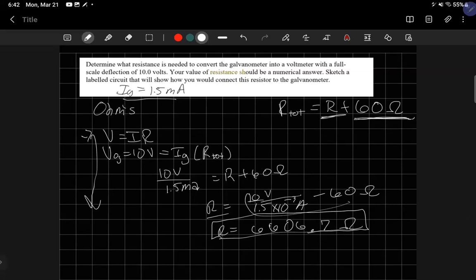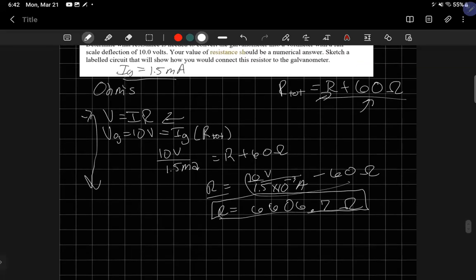The things that you had to know, the physics, was knowing you had to use Ohm's law, and then knowing that the process of turning a galvanometer into a voltmeter was adding some resistance R to what you already had in your galvanometer, which I used 60. I'm not sure that's a standard for all galvanometers, but I'm assuming that it's a fairly common one.